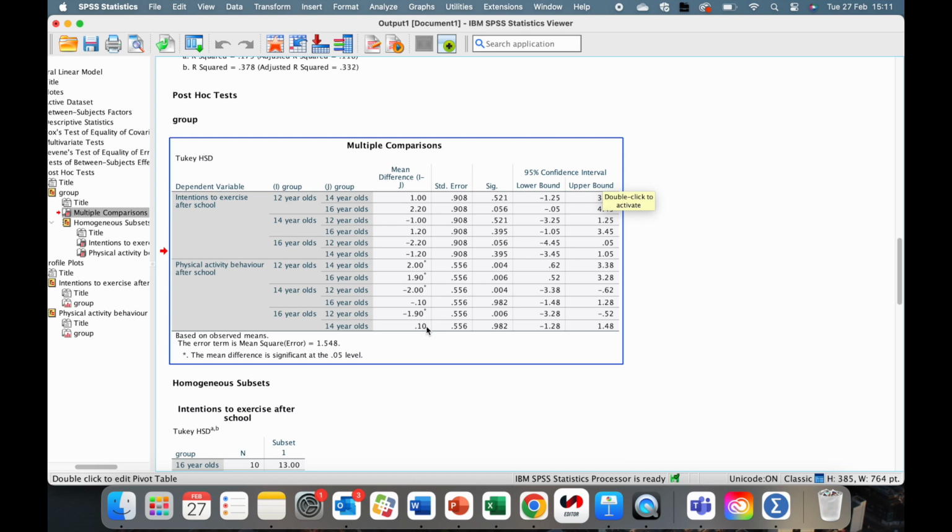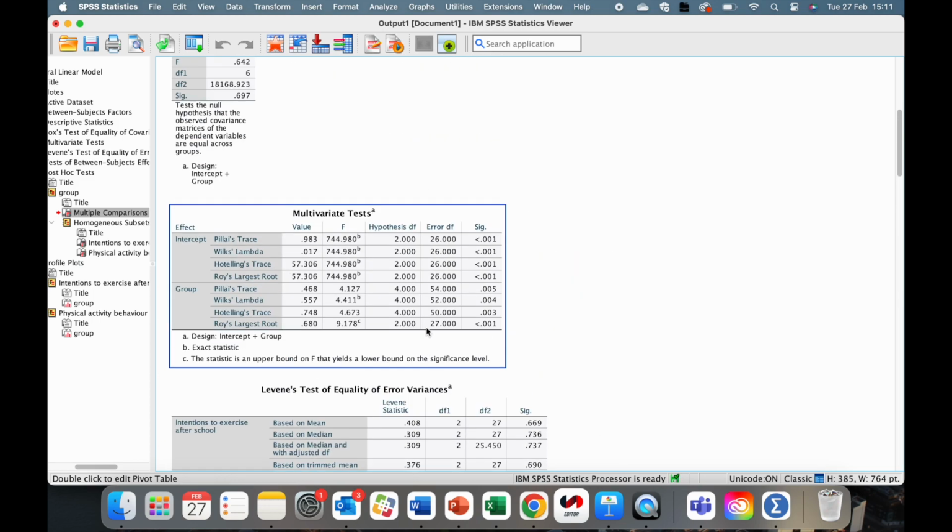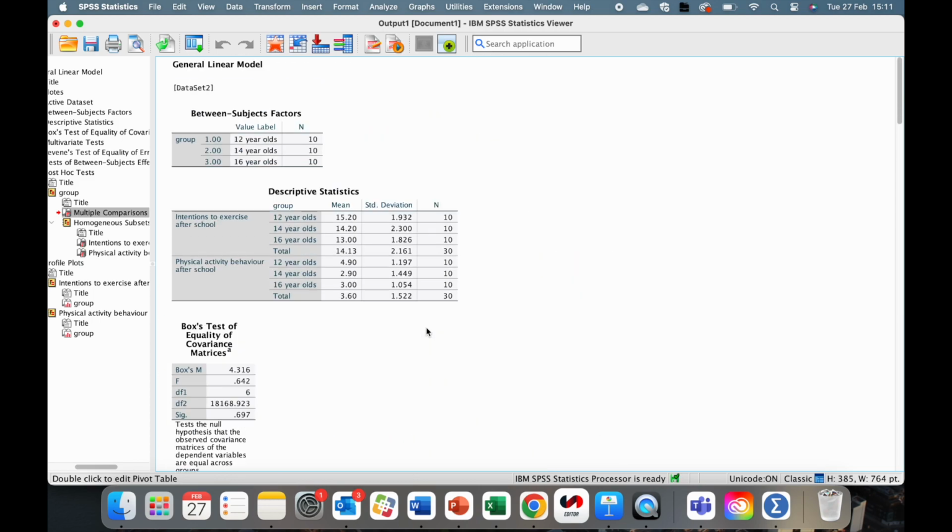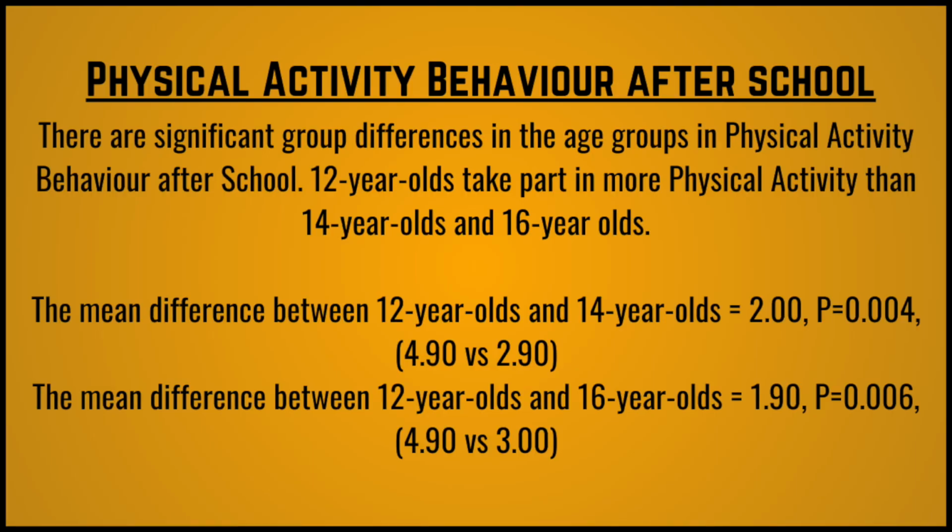We then use the descriptive statistics to report this. The mean difference between 12-year-olds and 14-year-olds equals 2. The p-value is 0.004, and it's 4.9 versus 2.9. The mean difference between 12-year-olds and 16-year-olds equals 1.9, with a p-value of 0.006, and it's 4.9 versus 3.